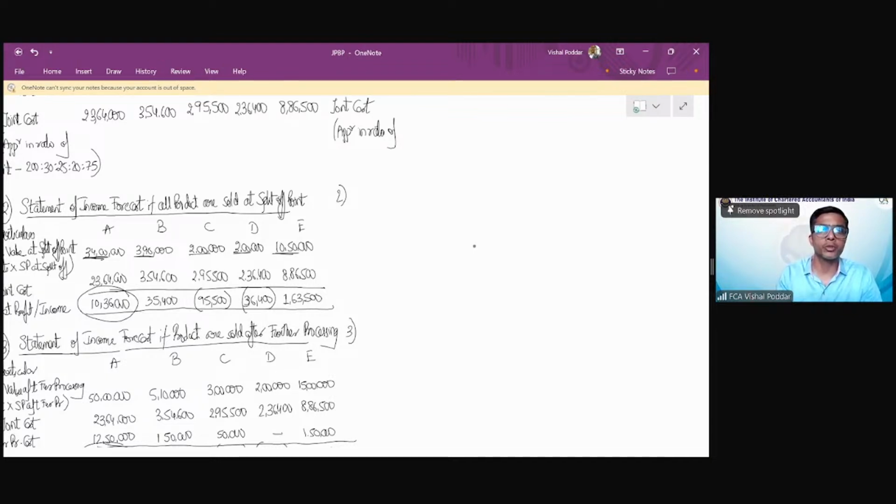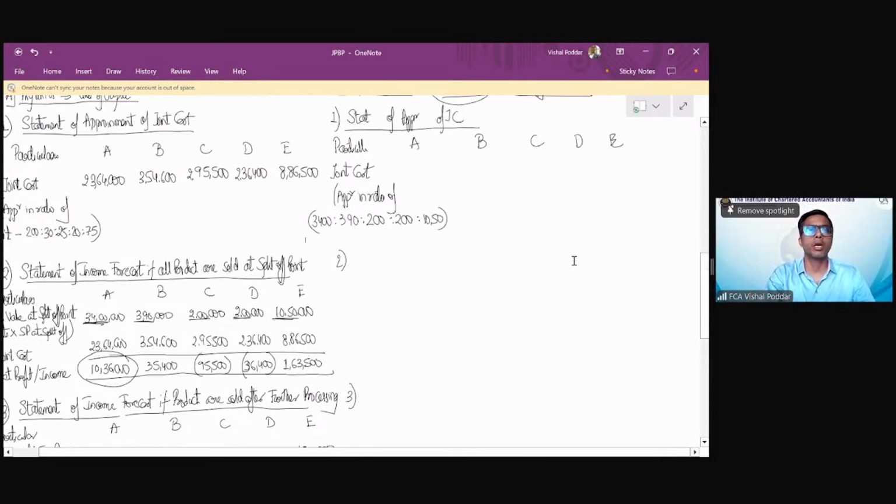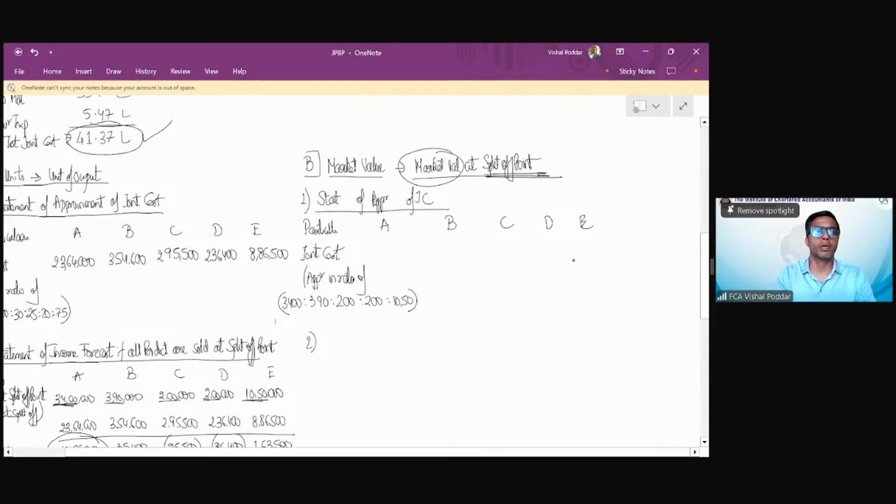So now what is my ratio? It is 3,400 is to 390 is to 200 is to 200 is to 1050. So students, this is your ratio. And using this ratio, again apportion the same joint cost of 41,30,000. Correct? Chalo, find out.